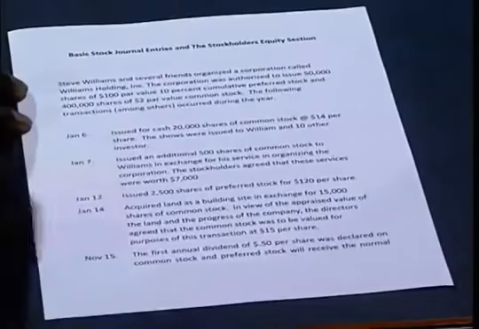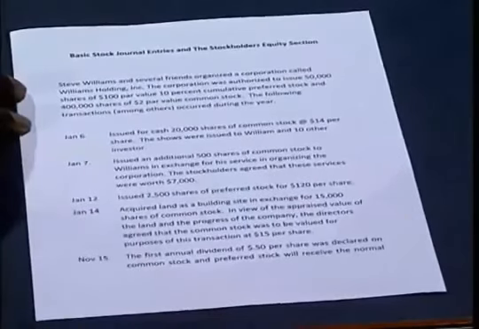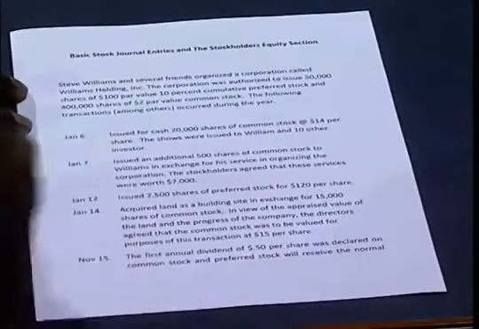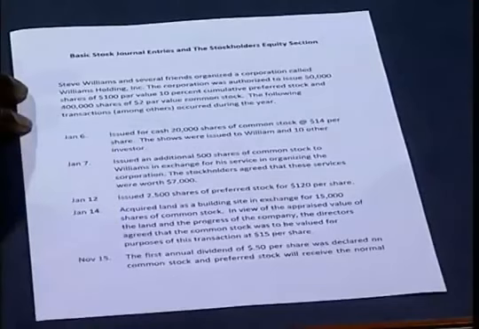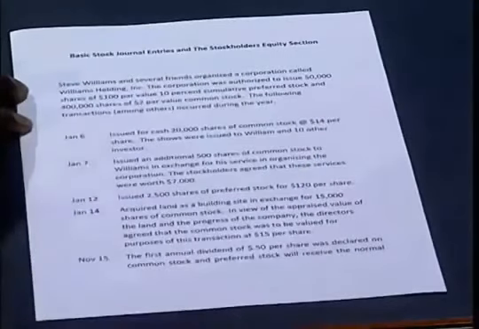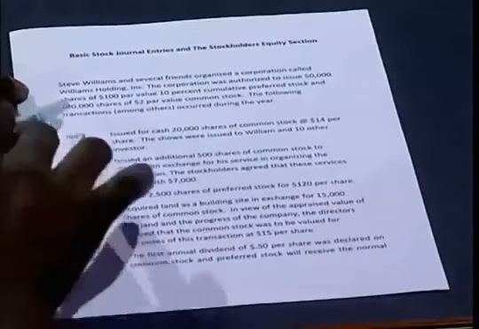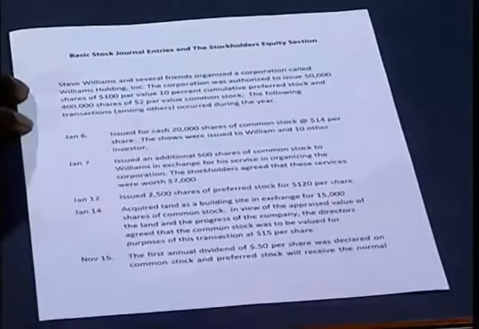It says here, Stephen Williams and several friends organized a corporation called Williams Holding Inc. The corporation was authorized to issue 50,000 shares of $100 par value, 10% accumulative preferred stock, and I'll go into detail what all that means. That comes into play when you talk about dividends, and 400,000 shares of $2 par value common stock.